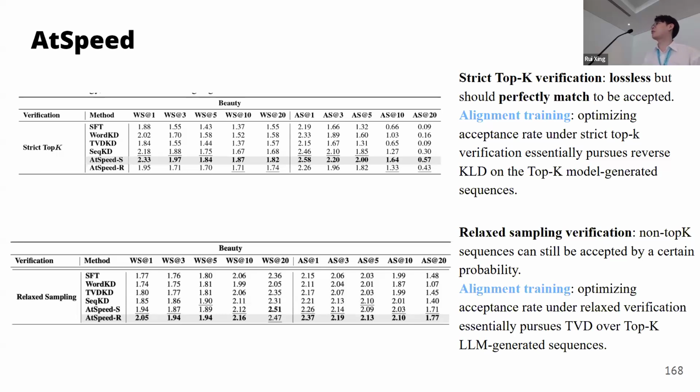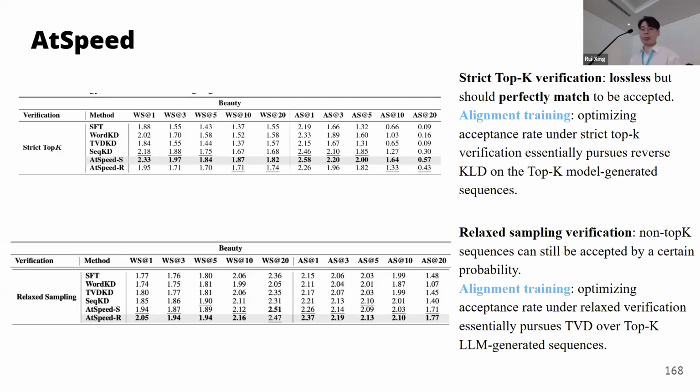Okay. And we also have two corresponding alignment trainings. So the first one optimizes the acceptance rate in the strict top K verification, using the KL divergence distillation. And the second alignment training is conducted by the TVD objective.